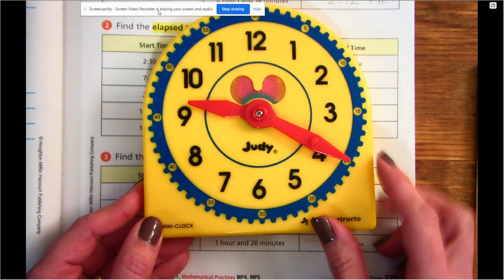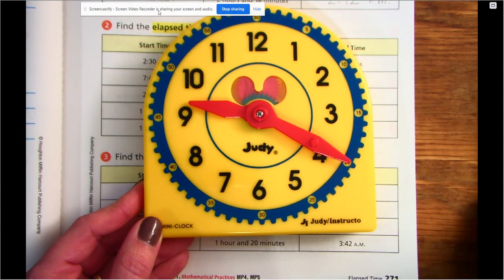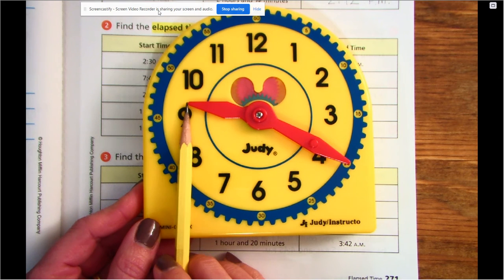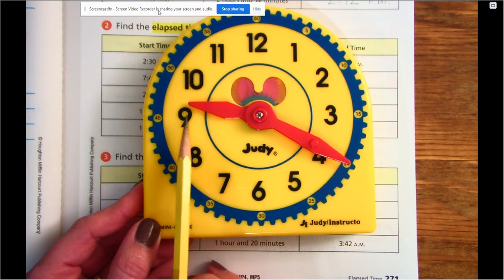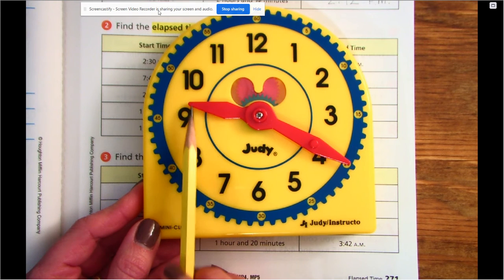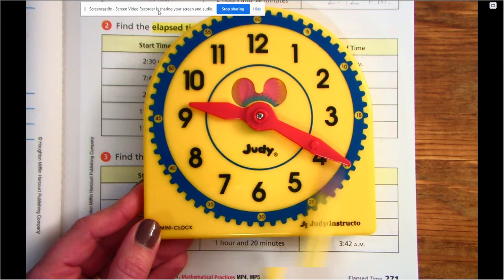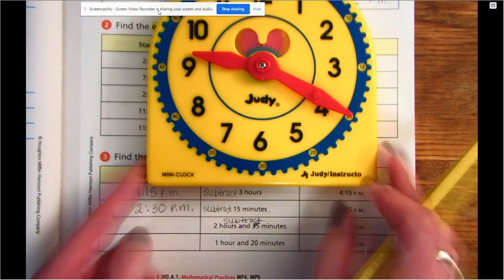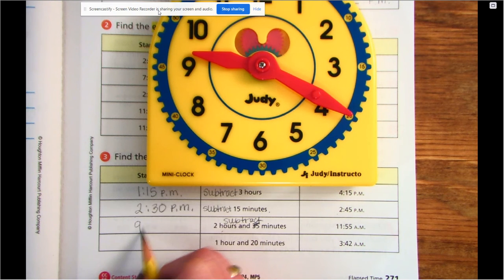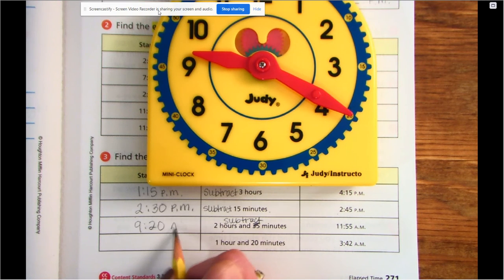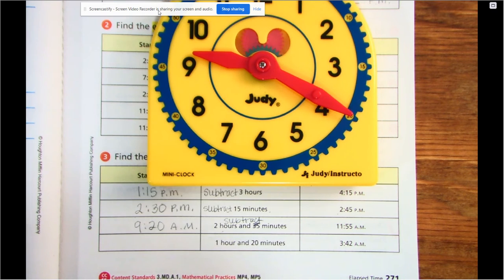So what time is that on our clock? Your hour hand is shorter. It's between these 2 numbers. So it's still the smaller number. It's 9:20. Okay, 9:20. And it's still AM. We did not cross over the 12 o'clock hour.